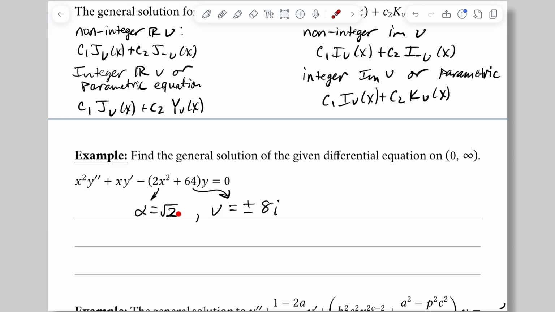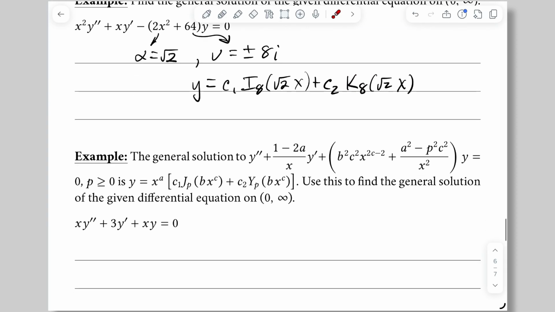So we've got a parametric form of Bessel's equation, and we have an imaginary nu that has an integer coefficient of 8. Y is then equal to c1 times I sub 8 of the square root of 2x plus c2 times K sub 8 of the square root of 2 times x. And that's it. There's just a lot that is represented by these symbols I and K.